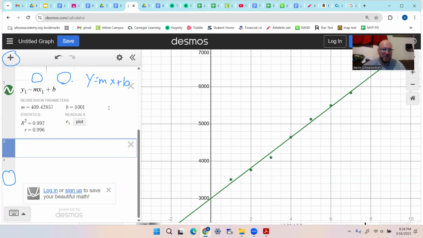When I'm asked to write the equation for the line, I don't write y1 tilde m x1 plus b, or y equals mx plus b. I write this: I fill those numbers in. I'm told what m is, 409.42, x plus I'm told what b is. This is what your final answer should look like.